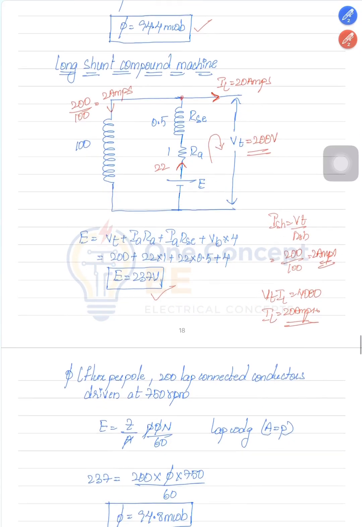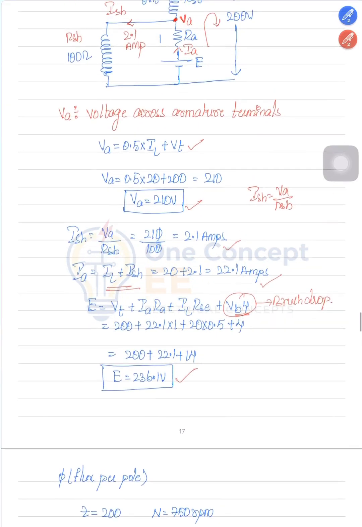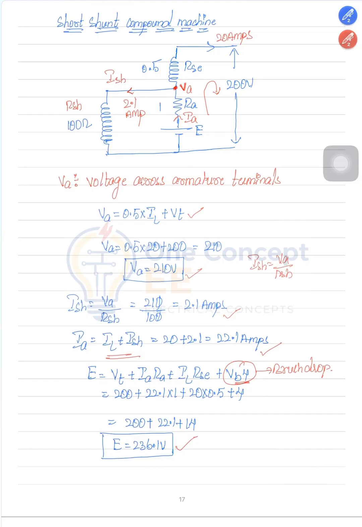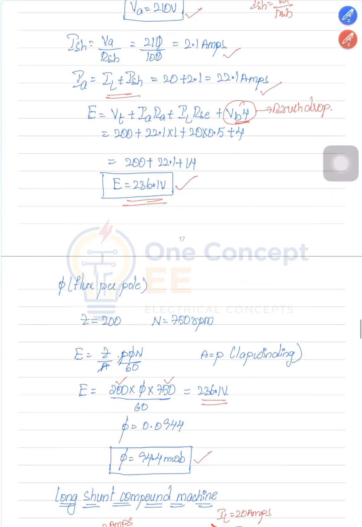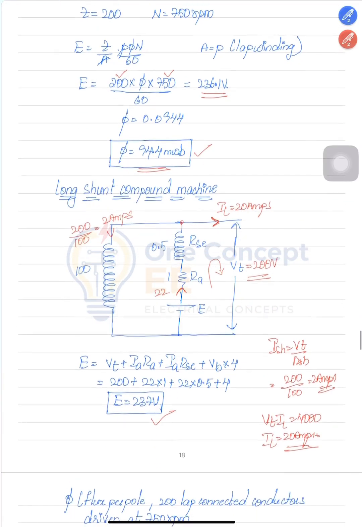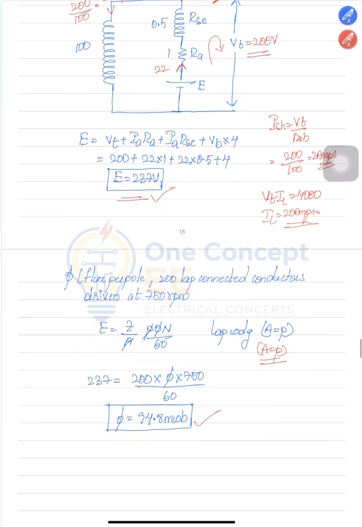In order to find the flux per pole, we already know the induced EMF formula is Z by A into P phi N by 60. It's a lap winding, so the number of parallel paths equals the number of poles. By substituting all these values, we get a flux of 94.8 milliweber. If the machine is a short shunt compound machine, the induced EMF is 236.1 volt and the flux is 94.4 milliweber. If it is connected as a long shunt compound machine, the induced EMF is 237 volt and the flux is 94.8 milliweber.